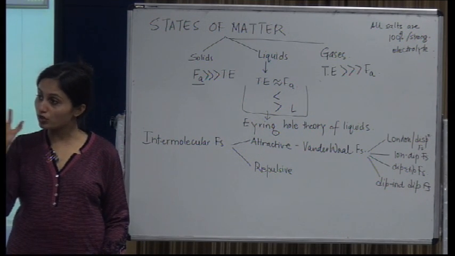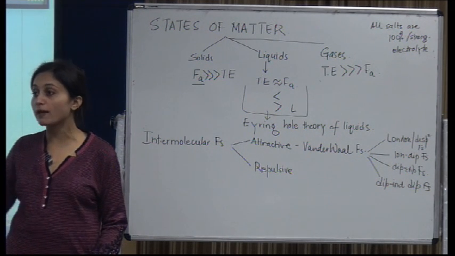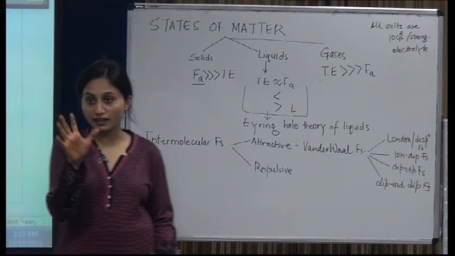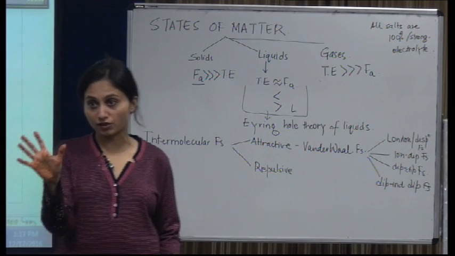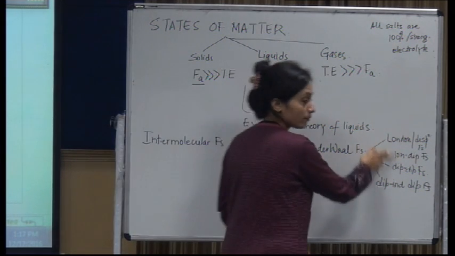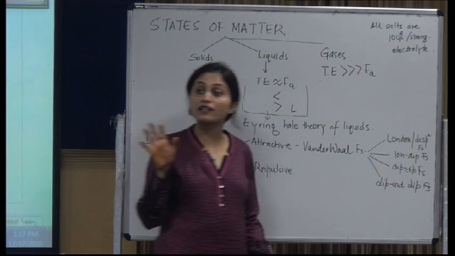So remember just this: how do London dispersion forces act as an attractive force? By creating an instantaneous dipole. That is a temporary kind of dipole which is created, which holds the molecules. They are the weakest of all. And that is why the interaction energy is inversely proportional to r to the power 6.